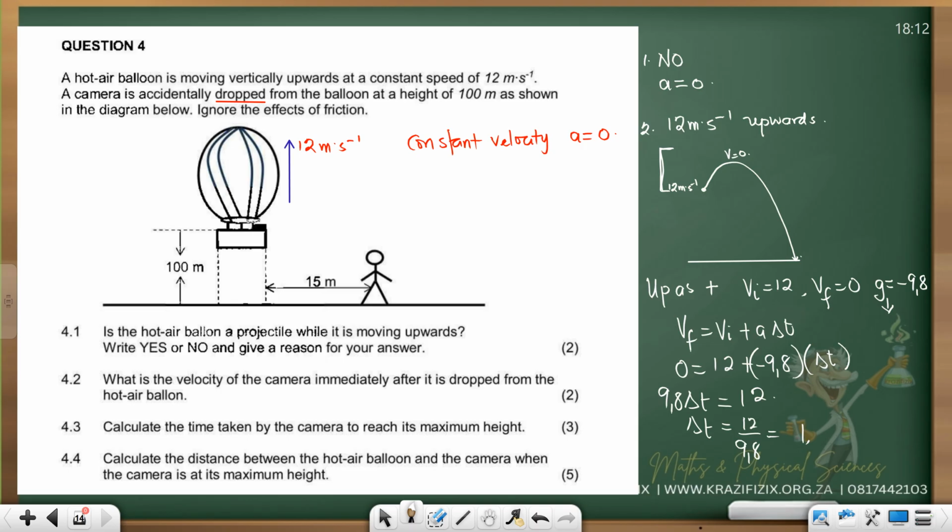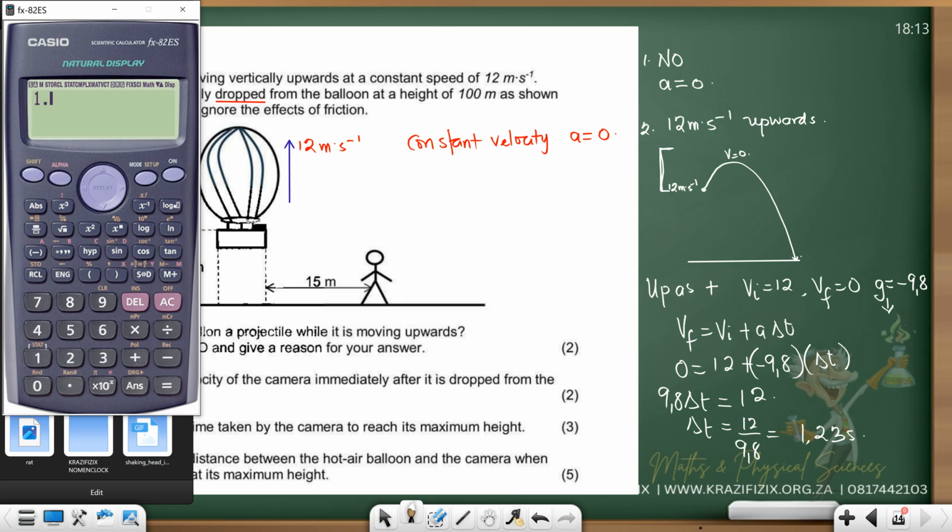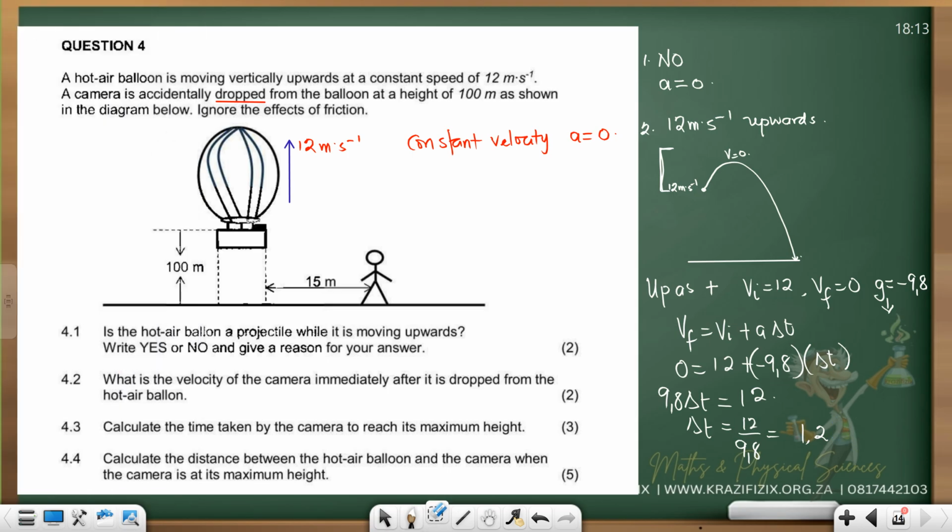Guys, I am seeing some of us are not rounding off correctly. I'm seeing 2.2, I'm seeing 2.3. Standard is 2 decimal places, and if it's 225, then it becomes 23. Two decimal places, everybody. Please, let's round off correctly. 12 divided by 9.8 is 1.224. Where did Michelle get the 5 from? 224. So it's 1.22.